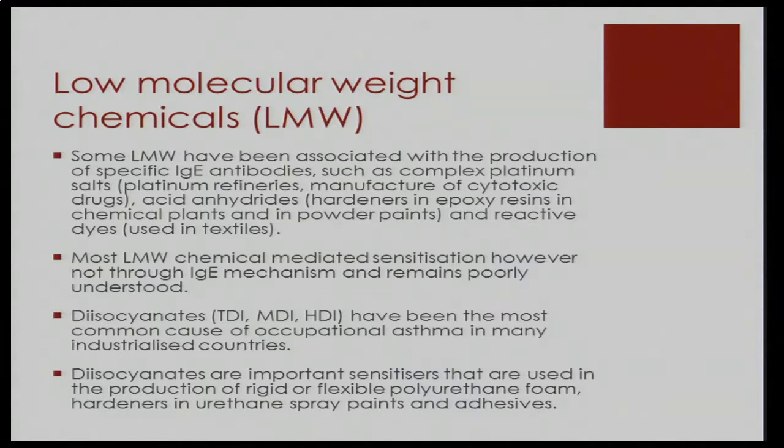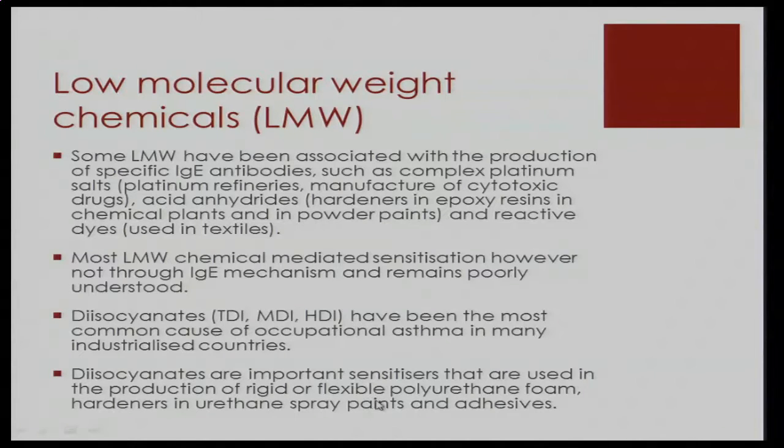So we think that many of them work as a hapten, and they bind with other proteins. And we may sometimes see specific IgE with things like complex platinum salts, and some screening programs for platinum exposed workers will do specific IgE testing for platinum. Acid anhydrides, some reactive dyes, you can see IgE, but most of the low molecular weight chemicals, we won't be able to demonstrate IgE, and in particular the diisocyanate groups have not been demonstrated to be associated with IgE production in terms of a diagnostic process.